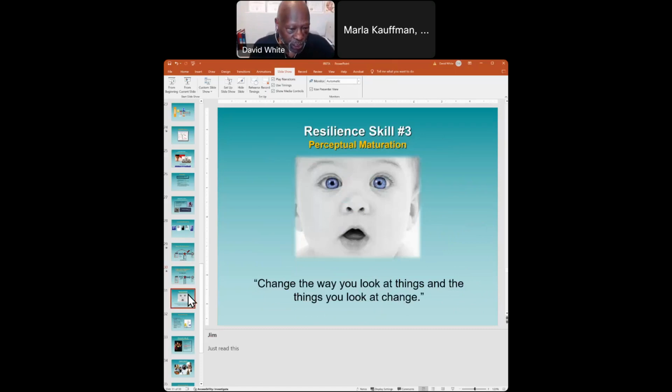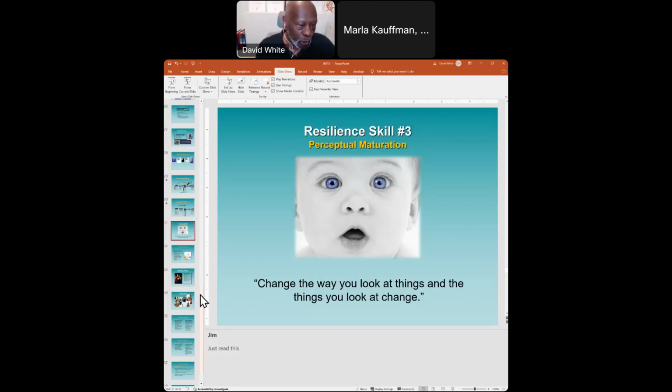The third resilience skill is perceptual maturation. Change the way you look at things, and the things you look at change. So you will start to pay attention to different things at work because you're starting to reframe what you are looking at and how you are taking control of what you do rather than letting the situation keep control of me.